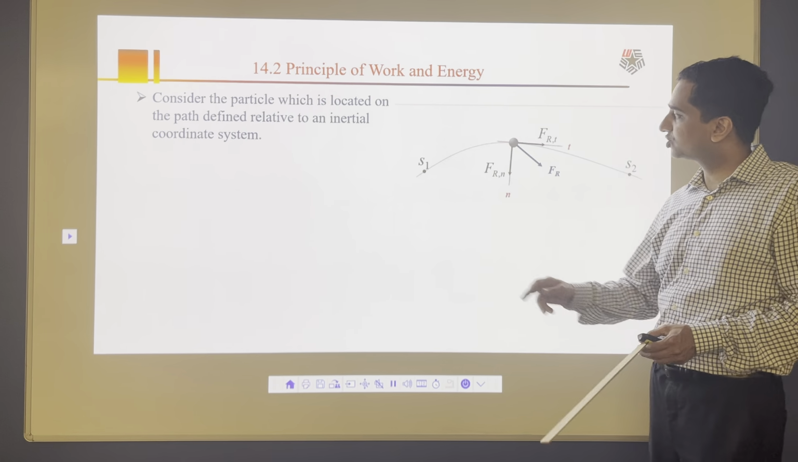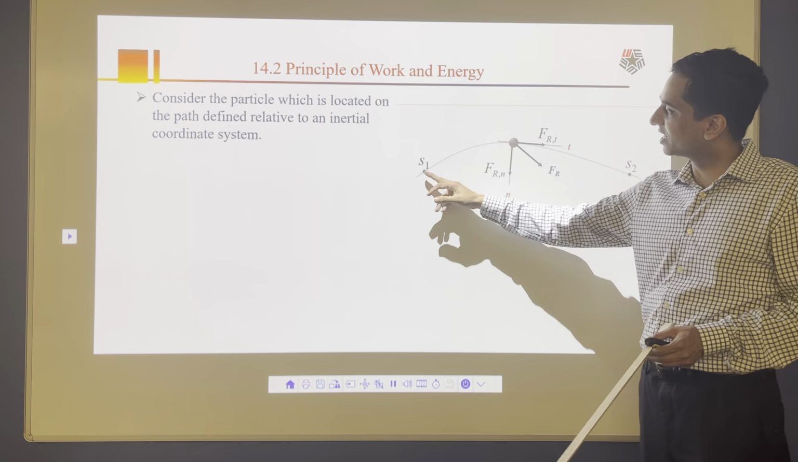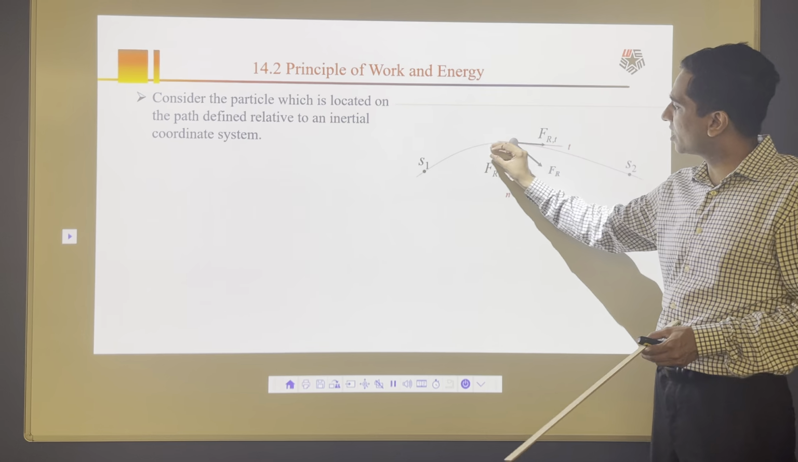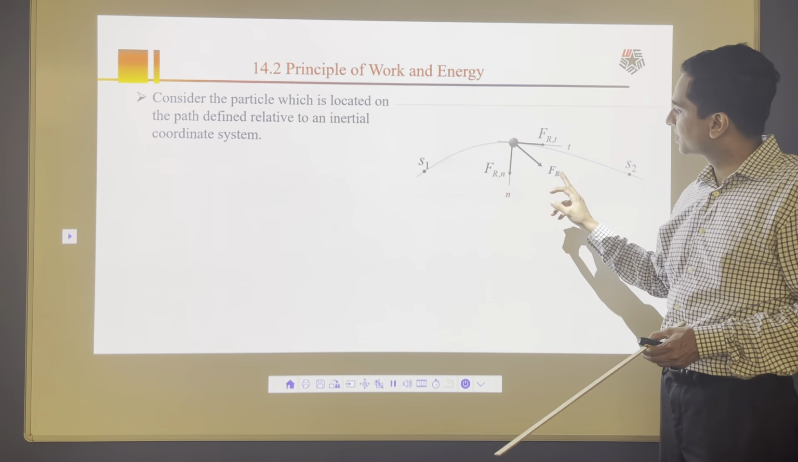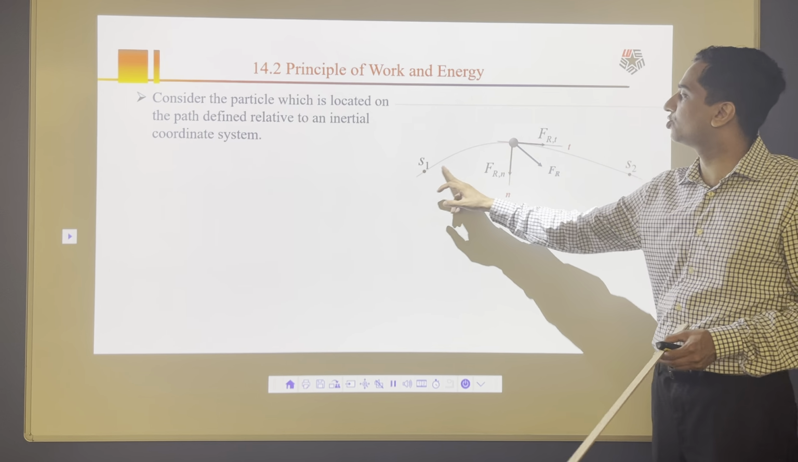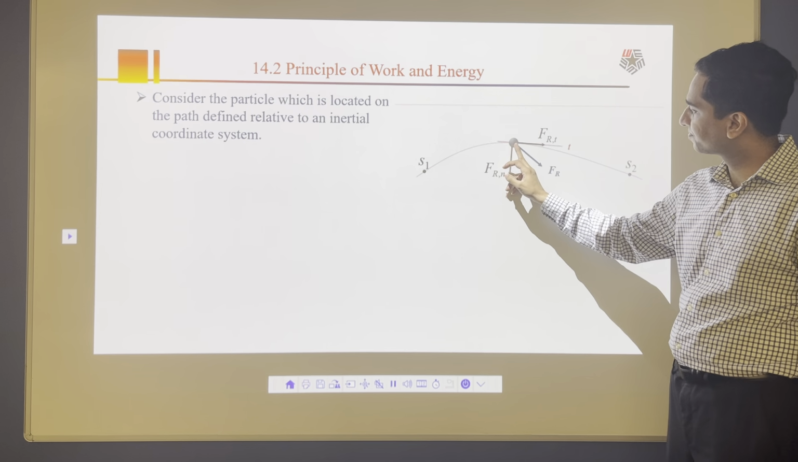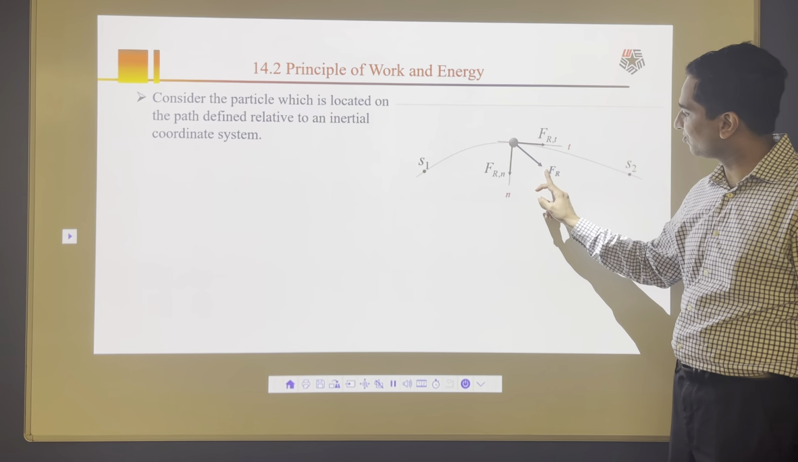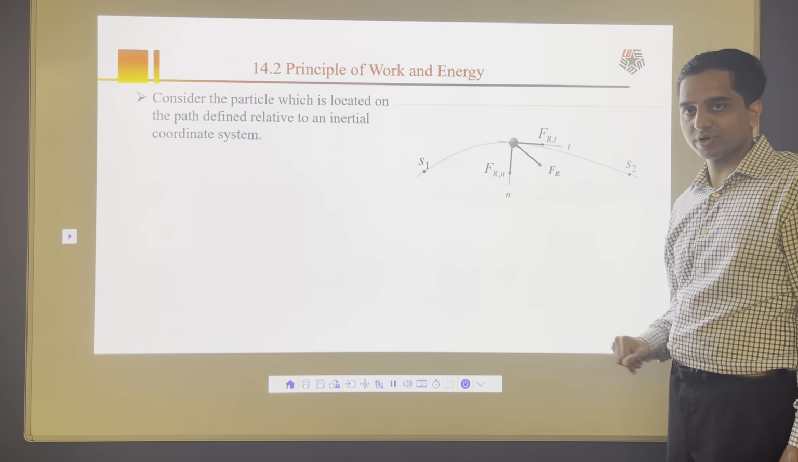So let's assume that there is a particle at position S1, and it's going to move along this curved path. And when it moves along the curved path, there is a resultant force R acting on it. Because of that resultant force, it is going to move. Now as it is moving, when it comes here, I am going to resolve this Fr into two components, tangential component and normal component.